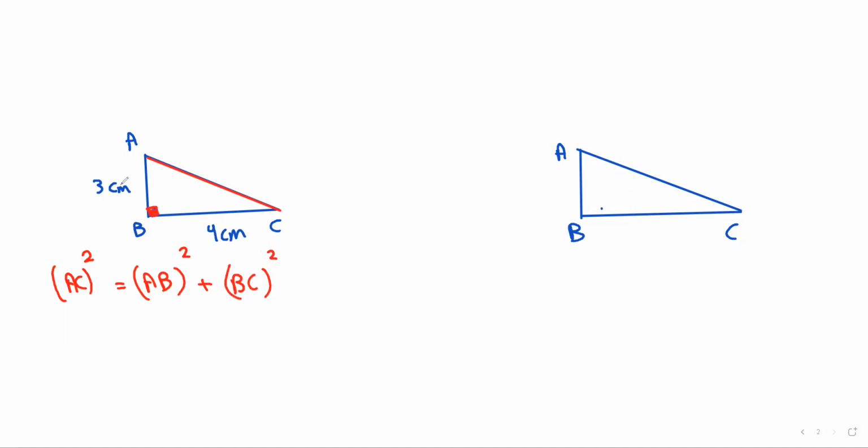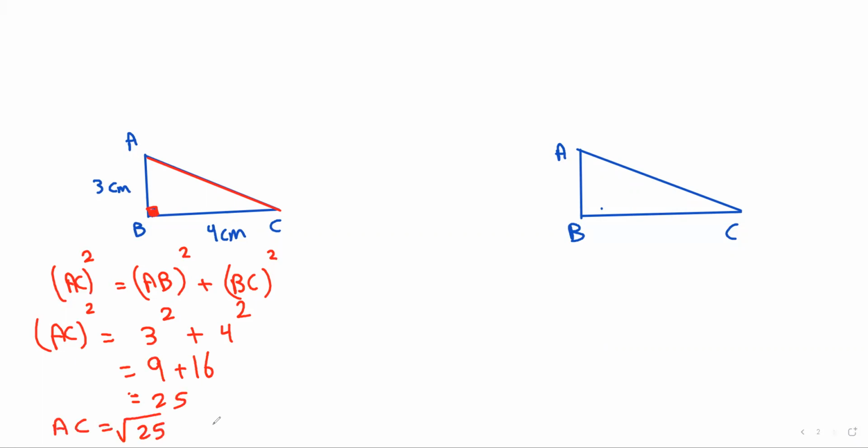We can find then the length of AC. So AC to the power of 2 equals 3 to the power of 2 plus BC, which is 4 to the power of 2. 9 plus 16 equals 25. So AC equals the square root of 25 equals 5 centimeters.